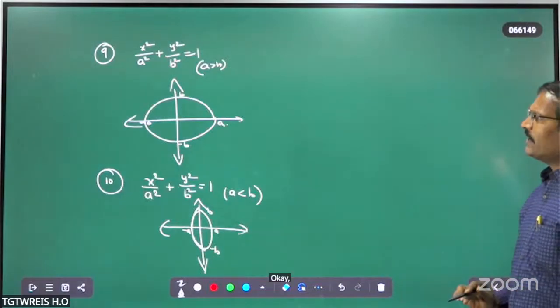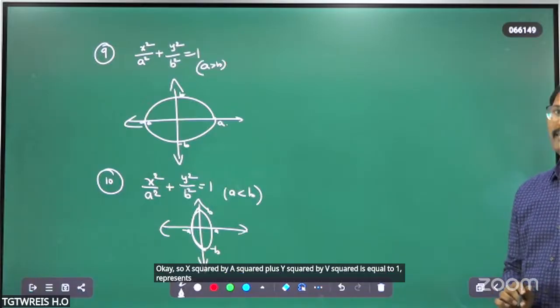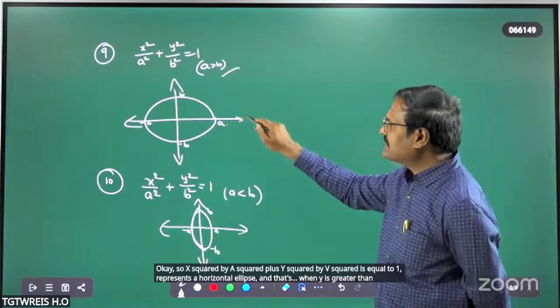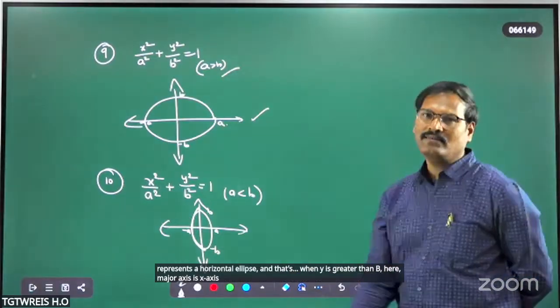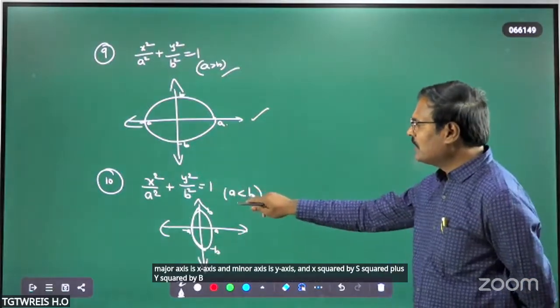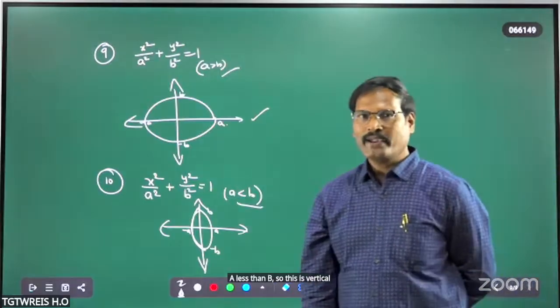Okay, so x square by a square plus y square by b square is equal to 1 represents a horizontal ellipse, and when a is greater than b, here the major axis is the x-axis and the minor axis is the y-axis. And x square by a square plus y square by b square is equal to 1 with a less than b is a vertical ellipse. Okay.